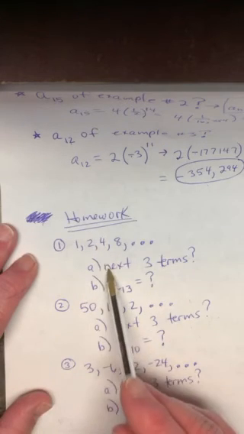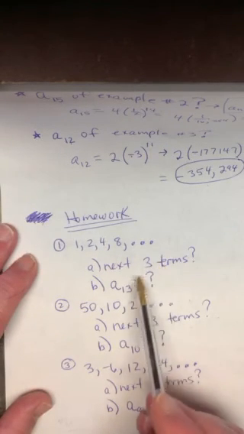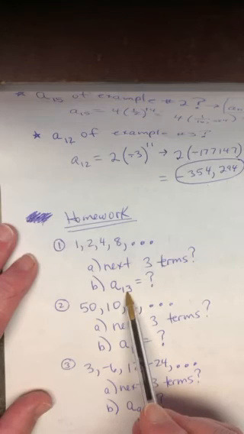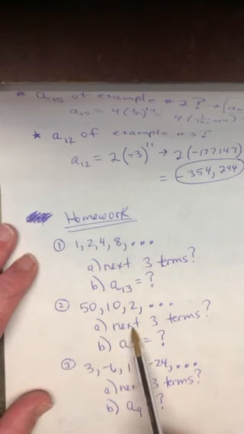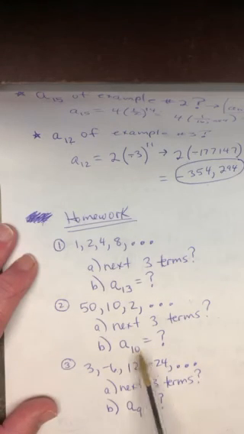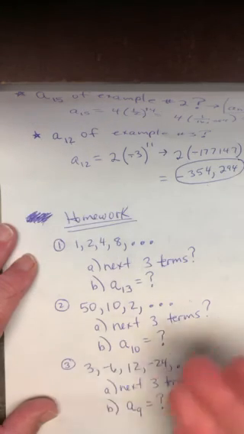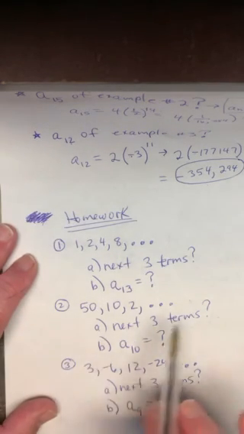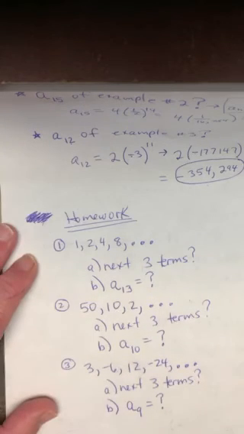On the first one, I want you to find the next 3 terms and then find the 13th term. On sequence number 2, I want you to find the next 3 terms and then find the 10th term. And on sequence number 3, find the next 3 terms. Just practice pattern recognition and calmly sensing the pattern and finding the next 3 numbers. And then, I wonder what the 9th term would be for that one, a sub 9. Of course, you're practicing your formula on question B for all 3 of those.